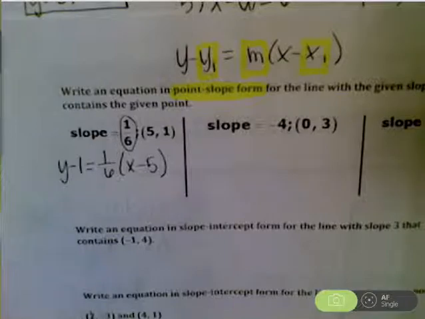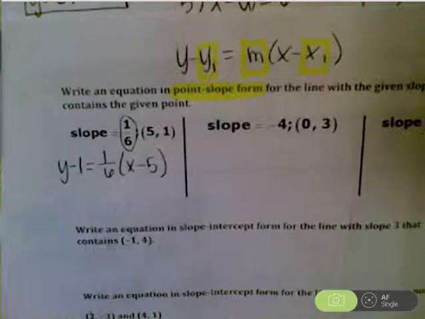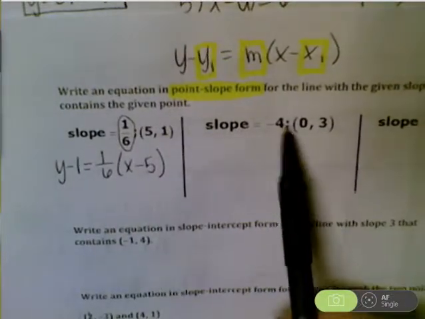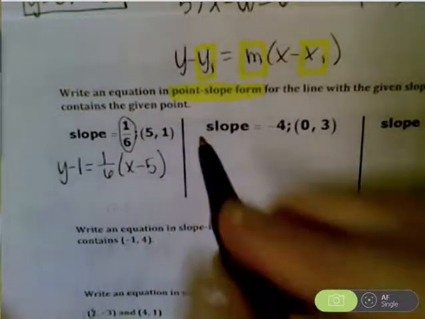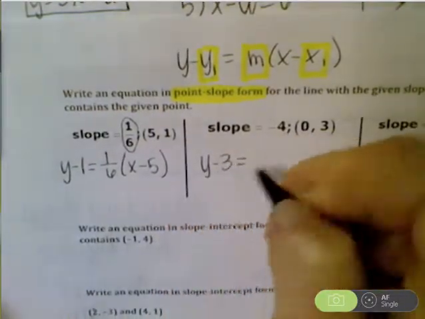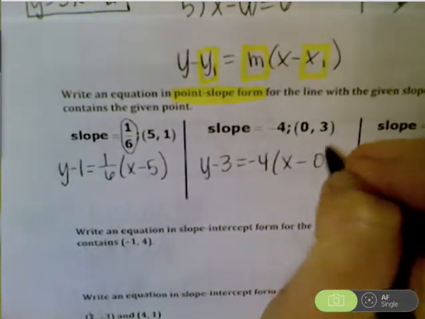The next one says the slope equals -4 and the point is (0, 3). So who wants to try this one? Parker? Oh, sorry, I meant to say Preston, but you can go. Do I just say how it's written? Say what it would look like with these numbers in it. Oh, okay. So y minus 3 is equal to -4 times x minus 0. Very good.